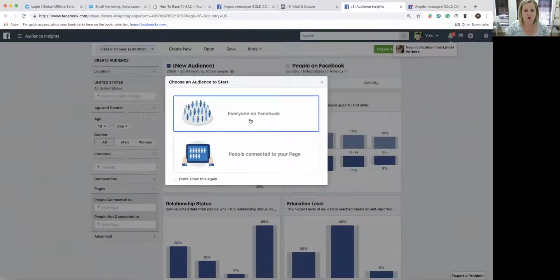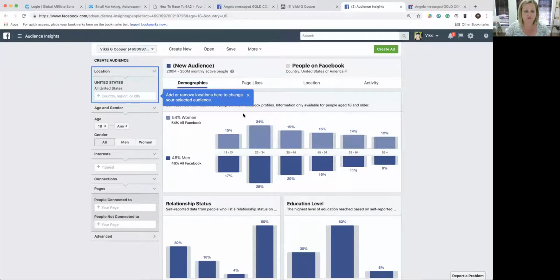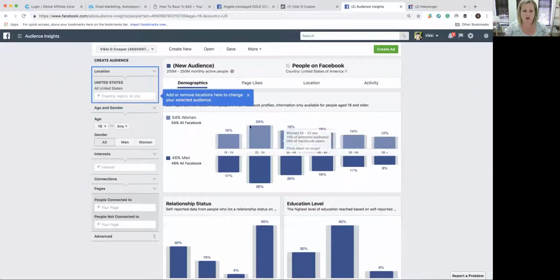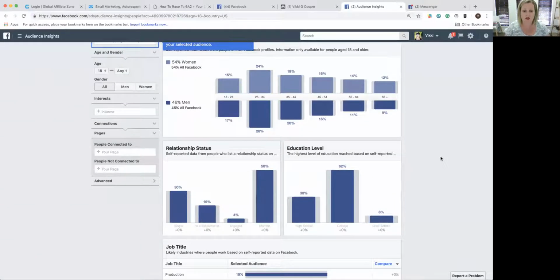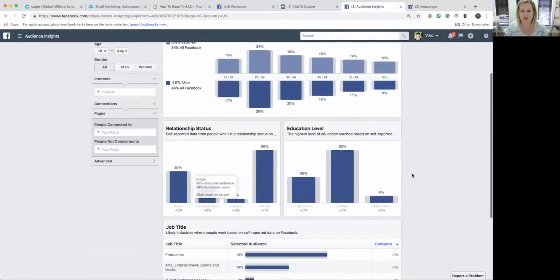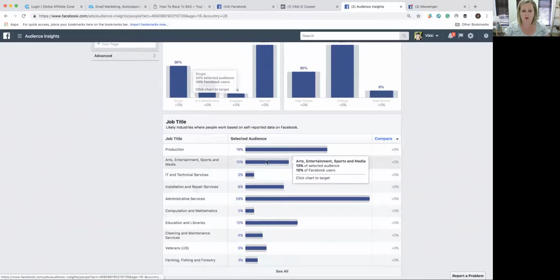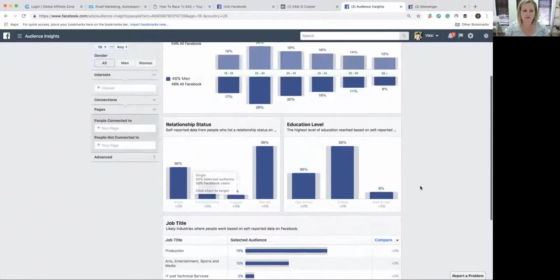Now we have to select everyone on Facebook. Make sure you just select everyone on Facebook. I don't know the reason for that. We were just told to do that. And then over here you get all your stats, so you can have a little look at your demographics of the amount of people. This is currently set to United States, so you can look at the percentage of women, what age groups they're in that are on Facebook in the United States, relationship status, education level, and then down here it will give you what category of job they're in.